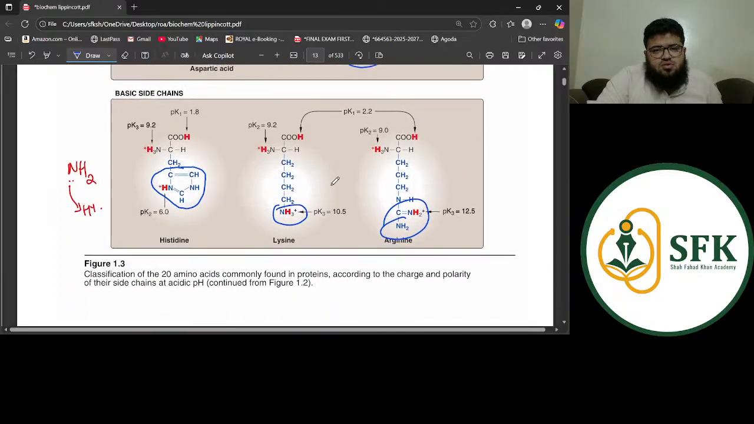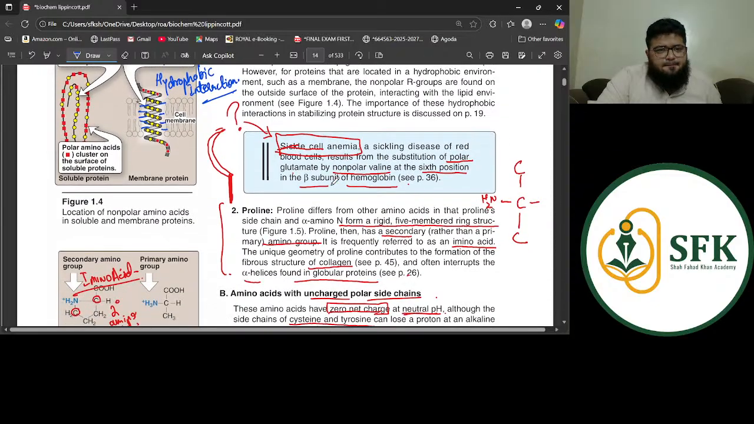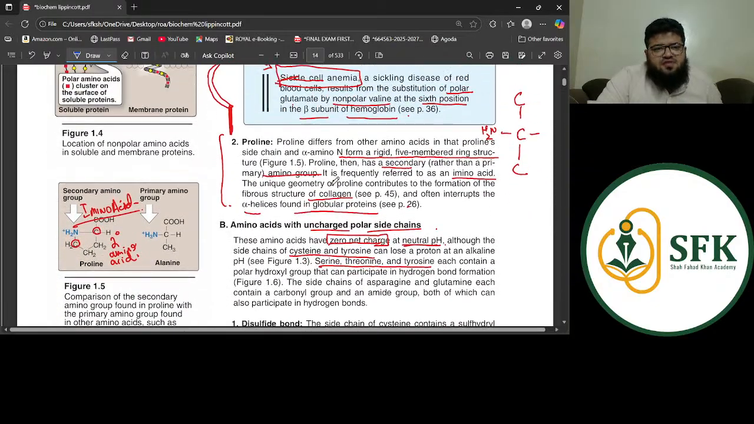Okay, let's talk about proline a bit, as it's mentioned here. Proline differs from other amino acids because it contains a ring structure. Hence, it's called an imino acid instead. It's called an imino acid because it contains a ring, and this ring is such that it's making the nitrogen secondary. So it's actually a secondary amino acid rather than being primary.